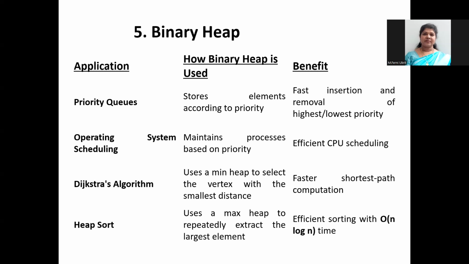Next is heap sort. Heap sort will build the maximum heap to repeatedly extract the largest element, and it will place it at the end of the array so that it restores the heap property. For example, if the array is 20, 10, 30, and 5, after the heap sort it will arrange it in ascending order: 5, 10, 20, 30. So there will be efficient sorting with O(n log n) time complexity, and it does not require extra memory for another array.